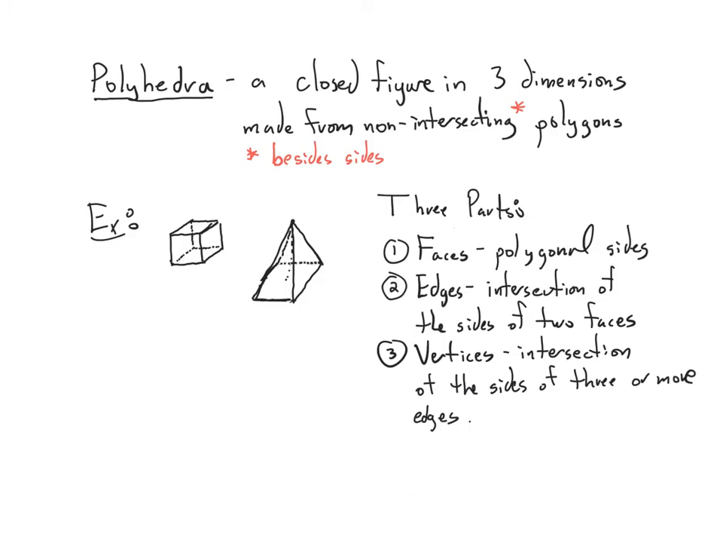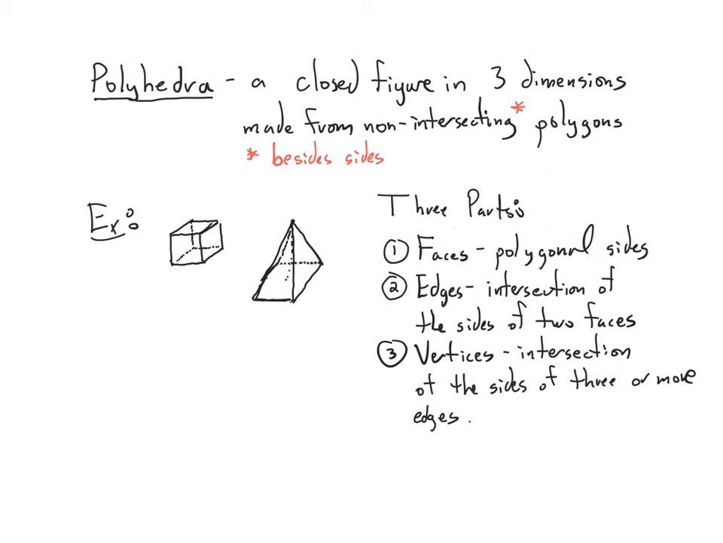This square pyramid has 1, 2, 3, 4 on the base, and then 1, 2, 3, 4 that make up the side. So there are 8 edges for the square pyramid. And for vertices, you can think of it as the corners. It's where the edges meet. So in a cube, we have 1, 2, 3, 4, and then back 5, 6, 7, 8 vertices. And for the square pyramid, we have 1, 2, 3, 4 from the square, and then just 1 up top, 5 vertices. So they're kind of the parts of polyhedra that we care about.